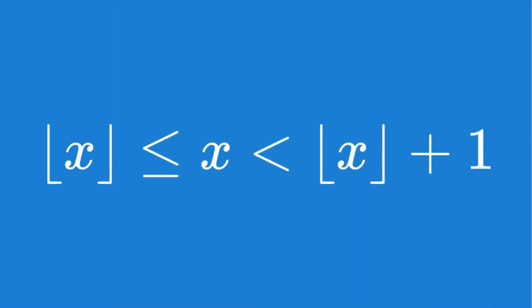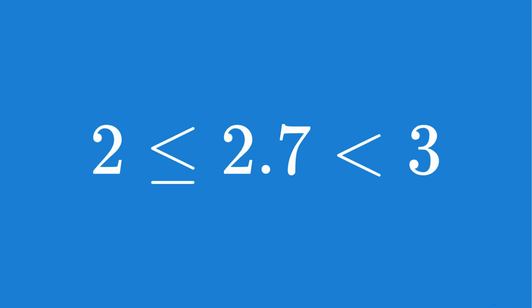Let's dive a little bit deeper into the properties and rules of these functions. Understanding these can really help with solving problems. For the floor function, we have a key property. The floor function of x is always less than or equal to x, but greater than x minus 1. For instance, if x is 2.7, the floor function of x is 2, which satisfies 2 is less than or equal to 2.7 is less than 3.